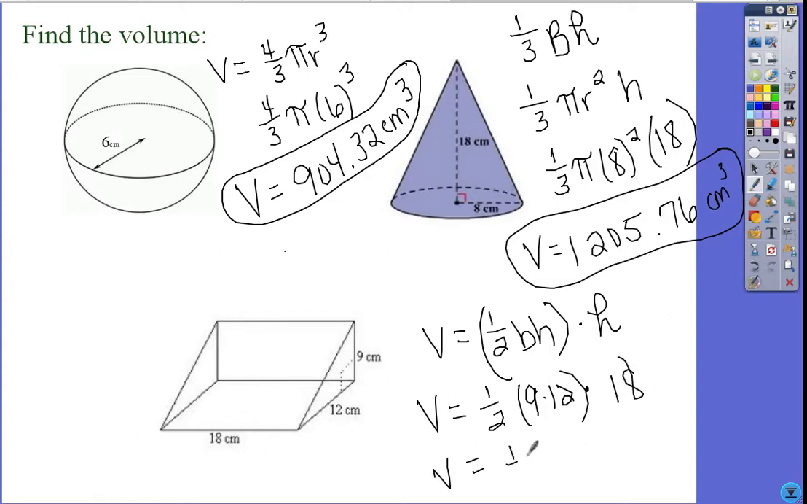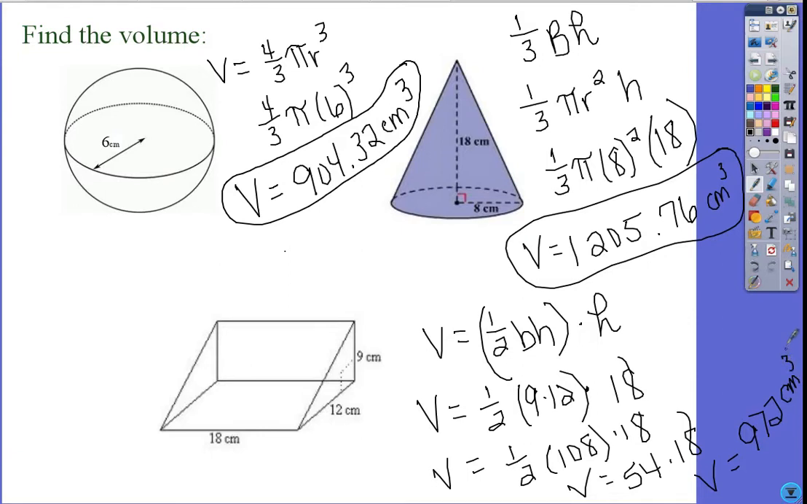So the volume is 1/2 9 times 12 is going to give me 108 times 18. Half of 108 is 54 times 18. So my volume here is approximately 972 centimeters cubed. Okay, so I had the volume is the area of the base, so the area of this triangle times the height.